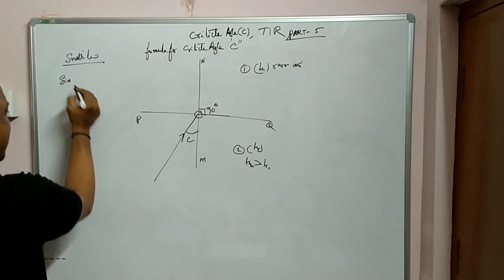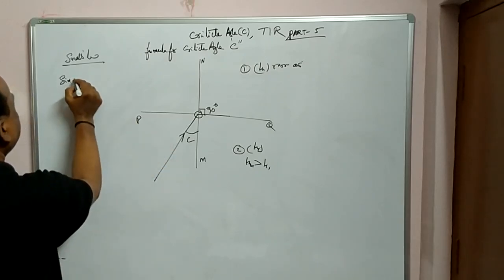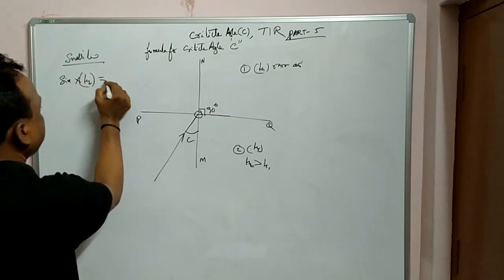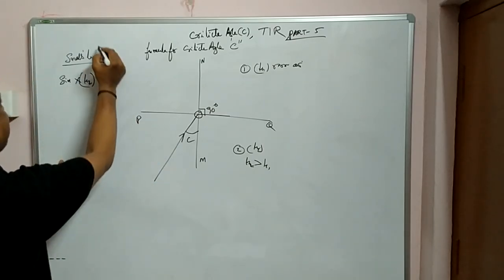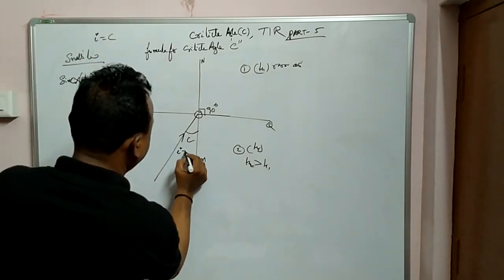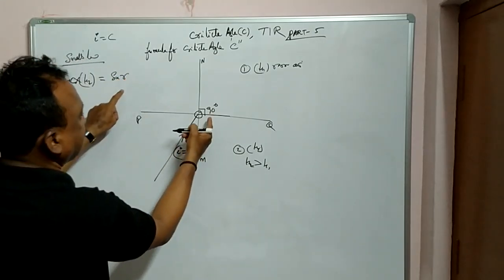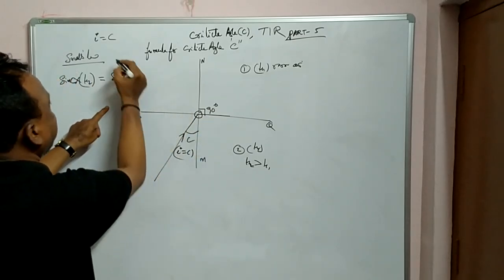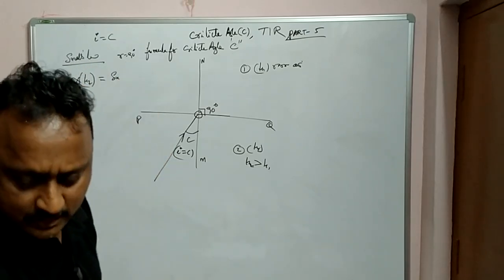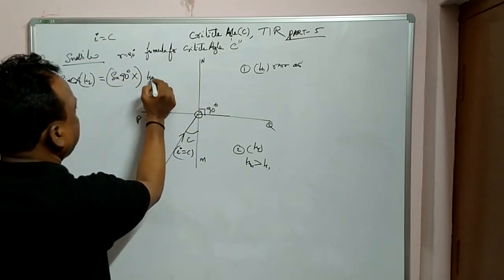So sin of angle of incidence into the refractive index mu2 is equal to sin of angle of incidence, where we assumed I is equal to C. So put C here: sin of the incident angle, the denser medium's refractive index, is equal to sin of angle of refraction into the refractive index of this medium. What is the refraction angle R? It is making 90 degrees. So you can put R as 90 degrees.